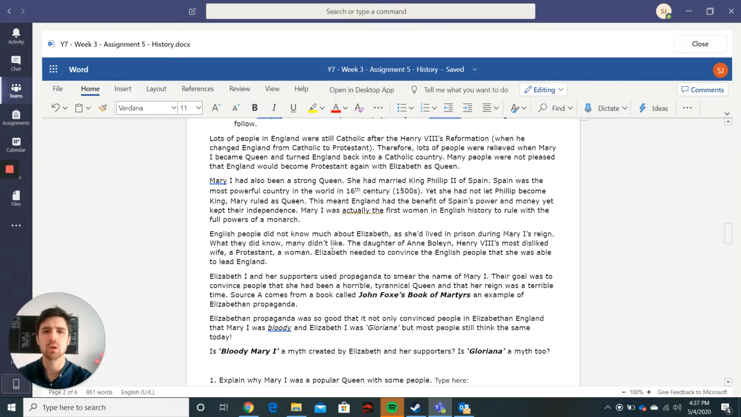Source A comes from a book called John Foxe's Book of Martyrs, an example of Elizabethan propaganda. Elizabethan propaganda was so good that it not only convinced people in Elizabethan England that Mary I was bloody and Elizabeth I was Gloriana, but most people still think the same today. Her propaganda was that good, Year 7, that she is even fooling us in 2020. Amazing. Is Bloody Mary I a myth created by Elizabeth and her supporters? Is Gloriana a myth too?